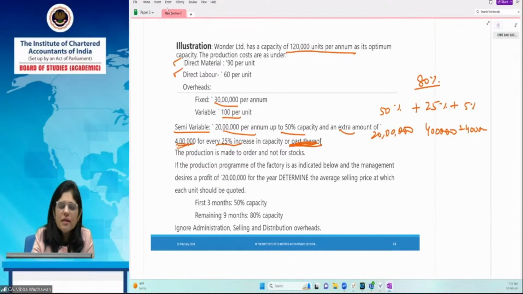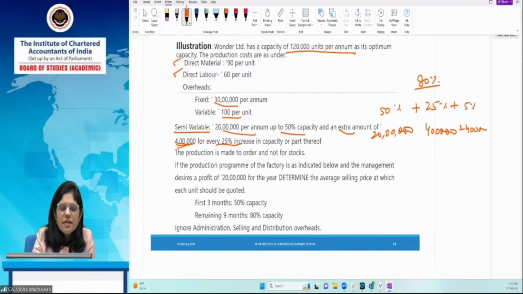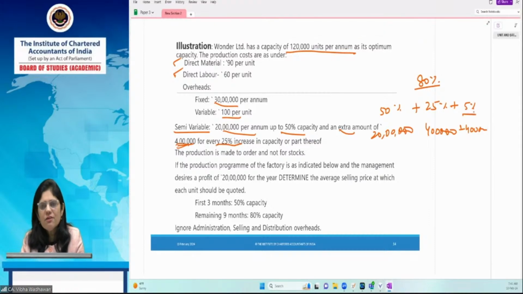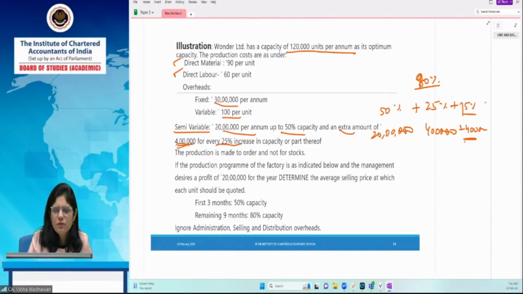They are not saying only if it's 25%. 'Or part thereof' means even for less than 25, anything extra, you have to add 4 lakh. Clear? So this is what it means. Let us say it is 90%. So 90% means 15% extra, again 4 lakh. So till the next 25 also, it will be 4 lakh. Clear? So till 25 or even less than 25, if anything extra happens, it will be straight away 4 lakh. Clear? We'll understand once we do the question.